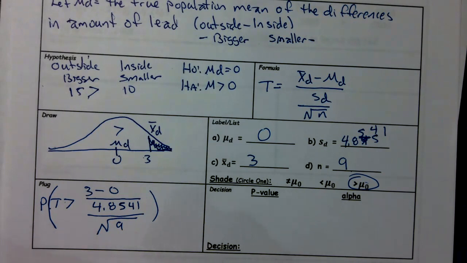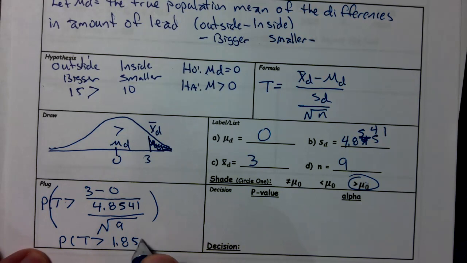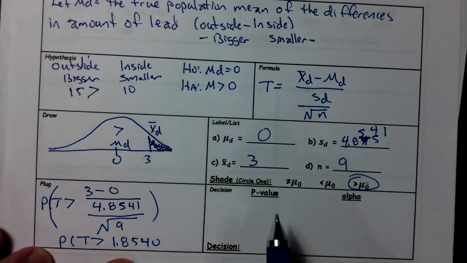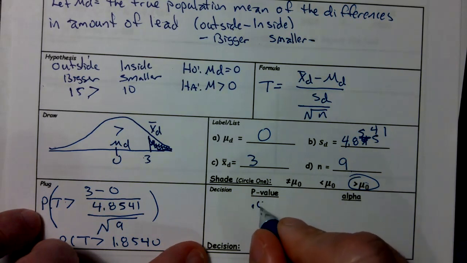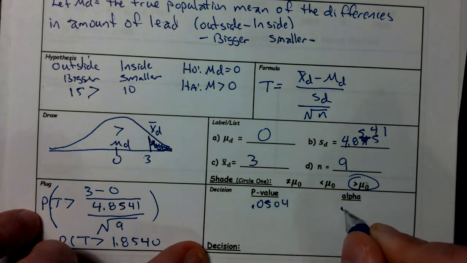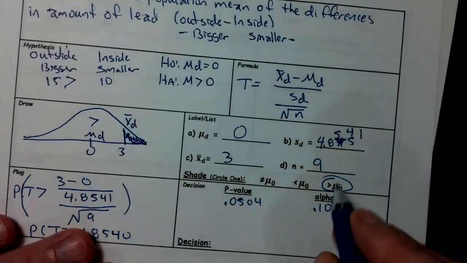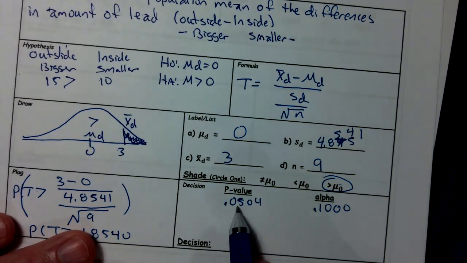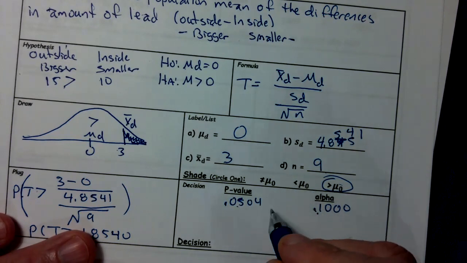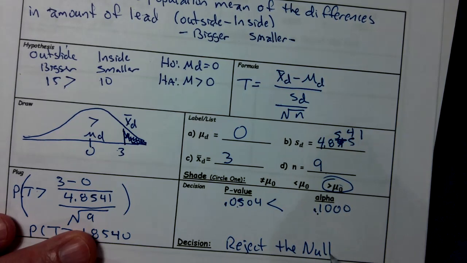And so I didn't write a place for that, which is bad. This should have said probability that t is greater than 1.854 gives us a p-value of 0.0504 and an alpha level of 0.10. And you're like, where did you get that? They told us it was a 10% significance level, so that's 0.10. So I need to make them the same length. And 504 is definitely less than 1,000. So our decision is to reject the null.